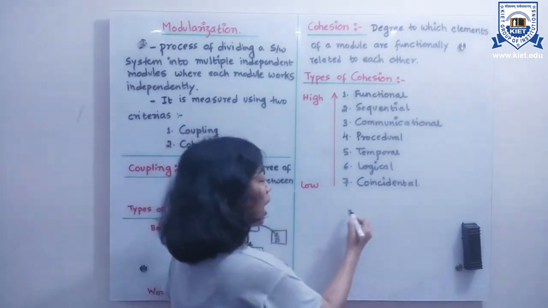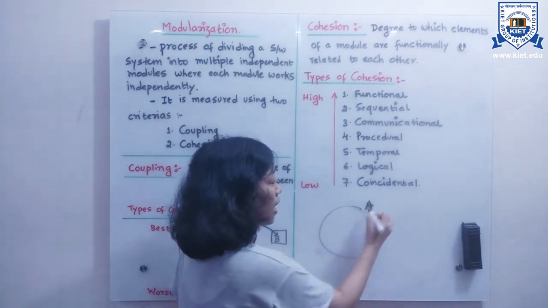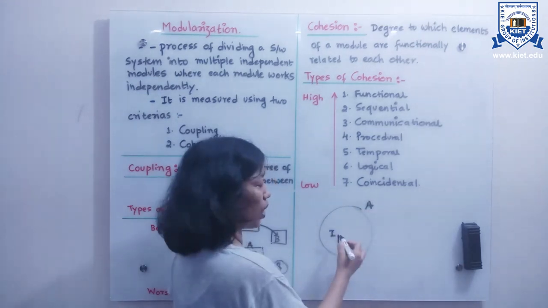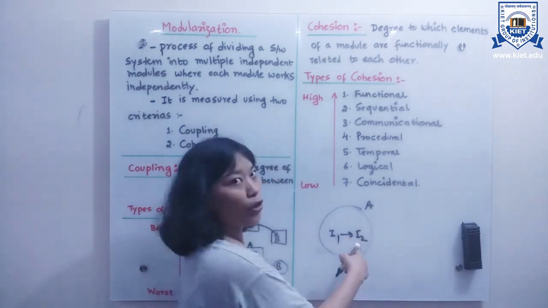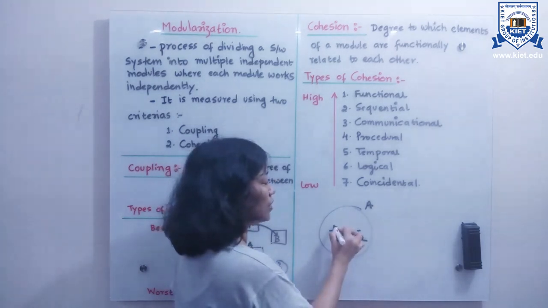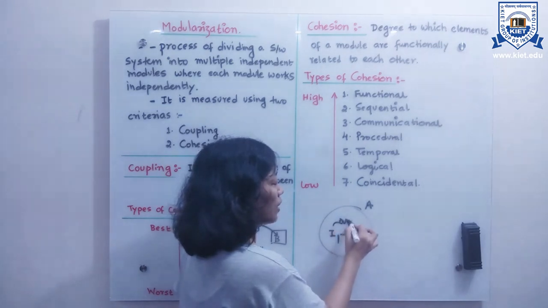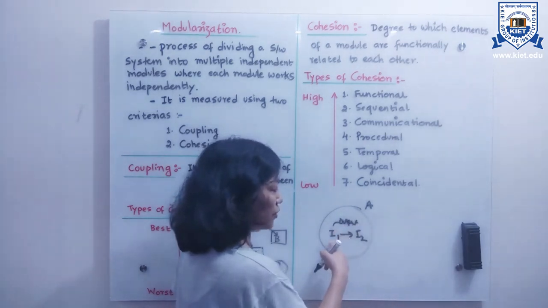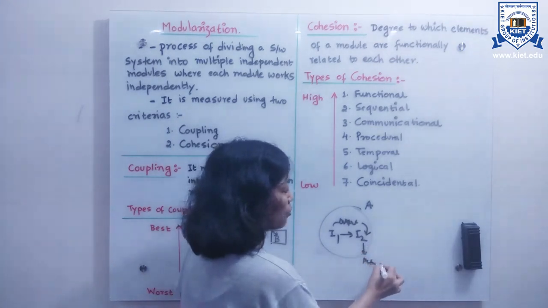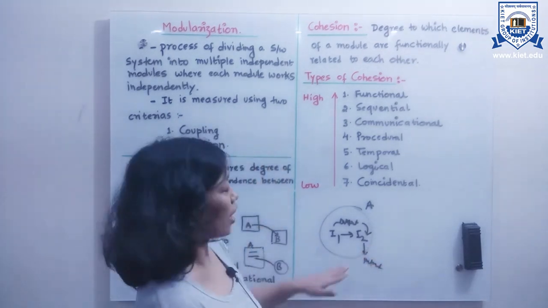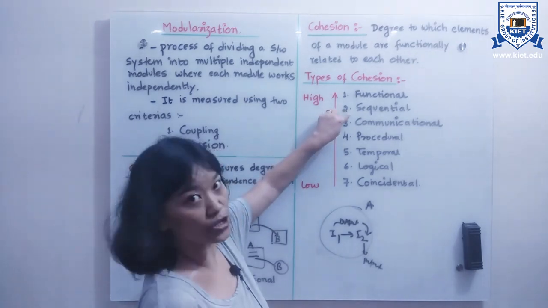For example, I have a module A and I have instruction 1. Instruction 1's output would be the input of instruction 2. So whatever output is produced by instruction I1 is used by instruction I2 as an input. Such kind of cohesion is called sequential cohesion.